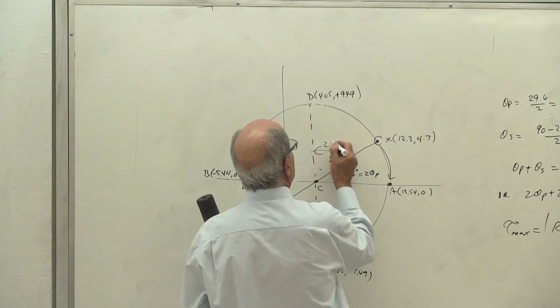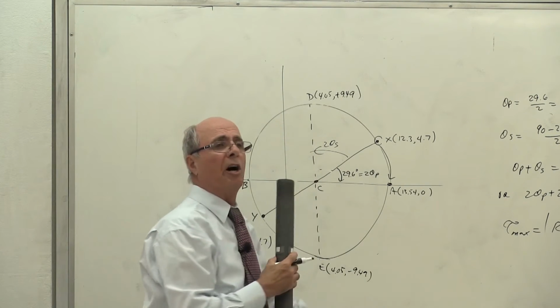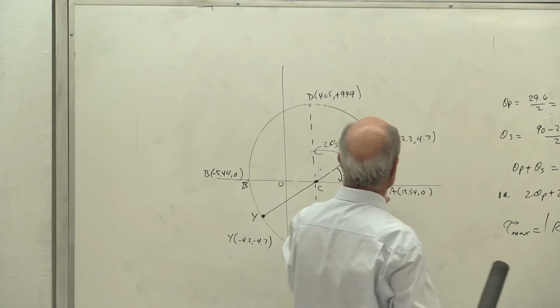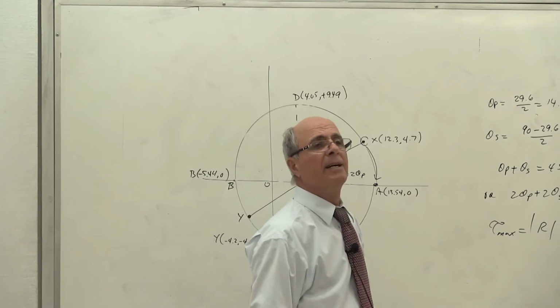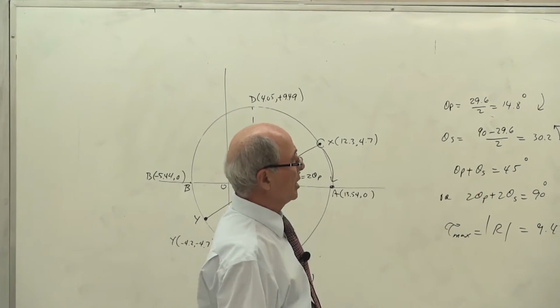This way. This is your 2 theta s, which I don't have to calculate because these two lines are perpendicular to each other. So if I have one, I can calculate the other one. These two lines here are 90 degrees apart, so on the element it will be 45 degrees. Remember that. We need that information for today's discussion as well.